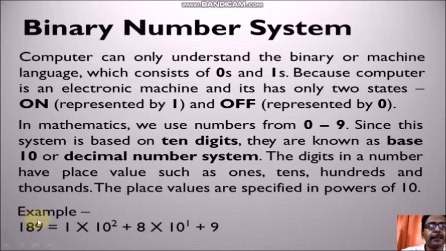Now, if you want to expand the decimal number 189, as we have done in maths: 1 into 10 to the power 2, this is the third positional value, plus 8 into 10 to the power 1, which is tens, plus 9 directly. That is expanded into 1 into 10 to the power 2 plus 8 into 10 to the power 1 plus 9.